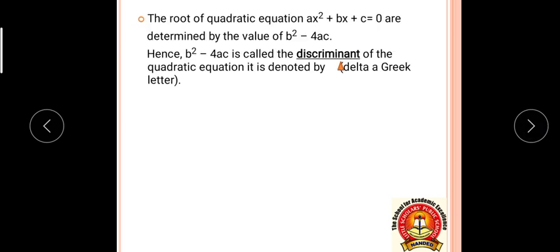Now see, the nature of the roots of the quadratic equation is determined by the value of b square minus 4ac, and this b square minus 4ac is called the discriminant of the quadratic equation. It is denoted by delta. This triangle symbol is used to denote the discriminant, so instead of b square minus 4ac, you can use delta. It is the Greek letter delta.